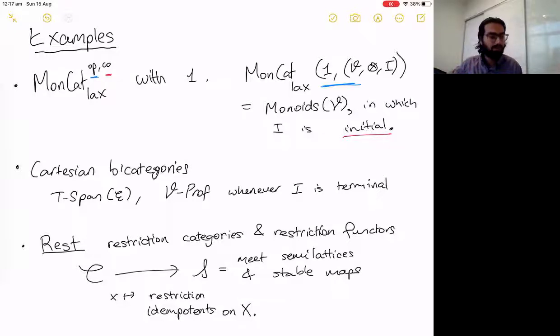I'm not going to recall for you the definition of a restriction category, but with a restriction category, for each object, you have a meet semilattice of restriction idempotents. And so that will actually define the terminal object in our HOM. And the chosen object will be the restriction category of meet semilattices and stable maps.